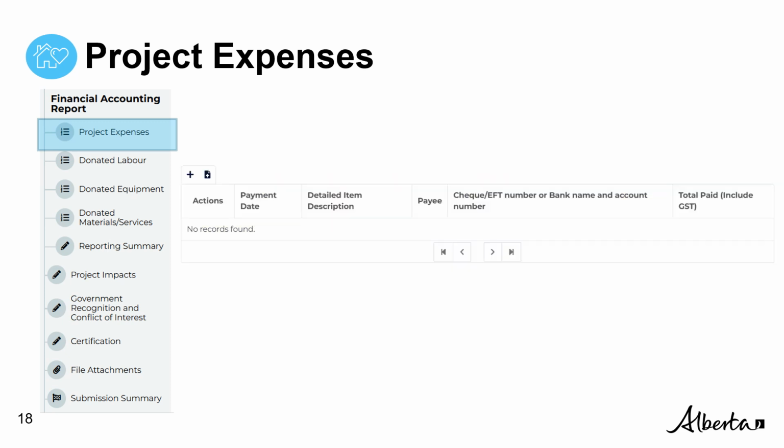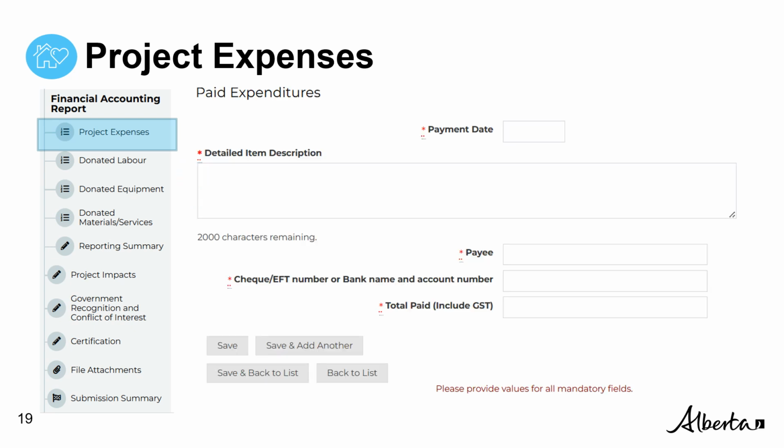At the bottom of the page is where you will list all paid expenditures. Click the plus sign to add a payment. This will bring you to a pop-up where you will need to enter the payment details, such as payment date. You must provide the date for each transaction or paid expenditure, detailed item description and payee. You must detail who you paid and what they paid for. How are they recognized on the approved budget?